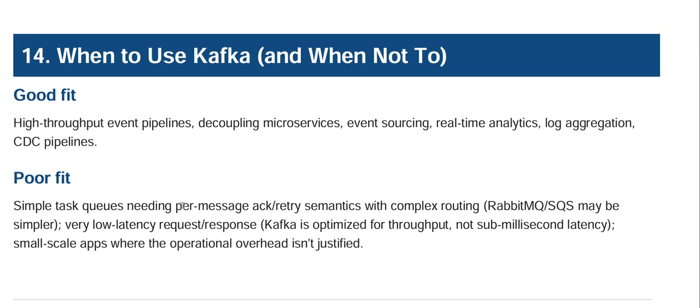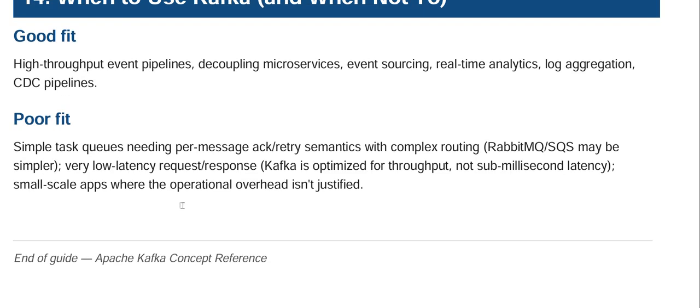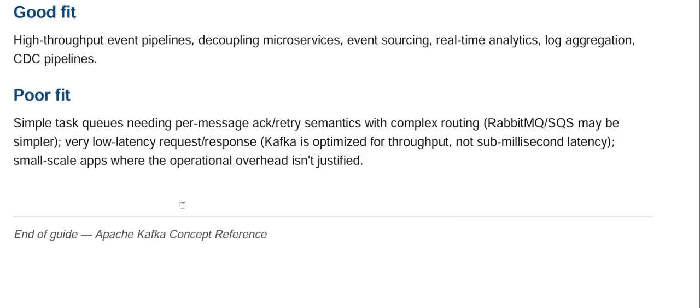Poor fit: simple task queues, like for messaging with quick acknowledge and retry, or mixed with complex routing. RabbitMQ or SQS may be simpler. Very low latency request-response: Kafka is optimized for throughput, not sub-millisecond latency. Small scale apps where the operational overhead is not justified.